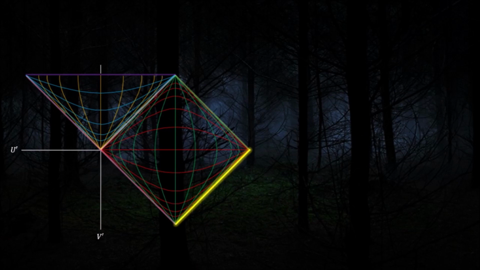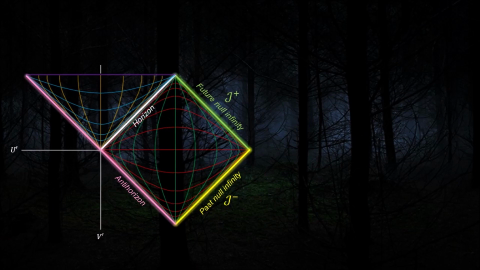This one is called past null infinity and is denoted by this symbol. This is the future null infinity. Here is the horizon. And this line is sometimes referred to as the anti-horizon because light can only move away from it, never towards it. These three vertices also have a name. This one is called past time-like infinity.